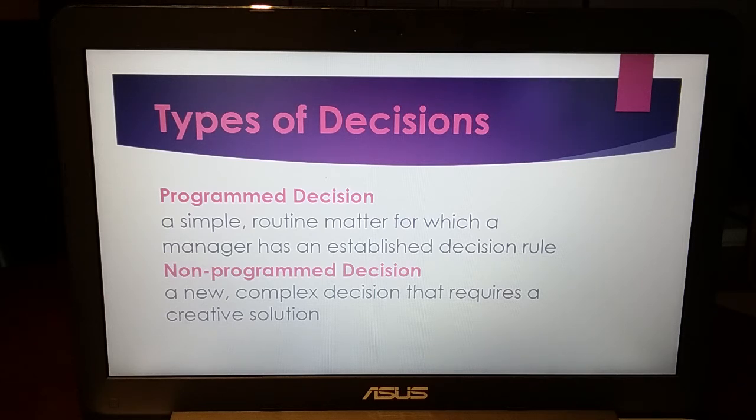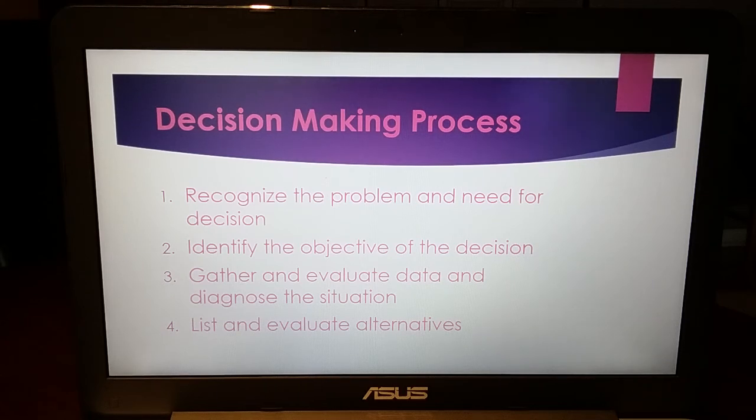And then non-program decisions are things that come up out of the blue that you might not expect, that are due to changes in the business environment: new products, new procedures, a new product that you might have in your business, that kind of thing, a new branch or something. Okay.